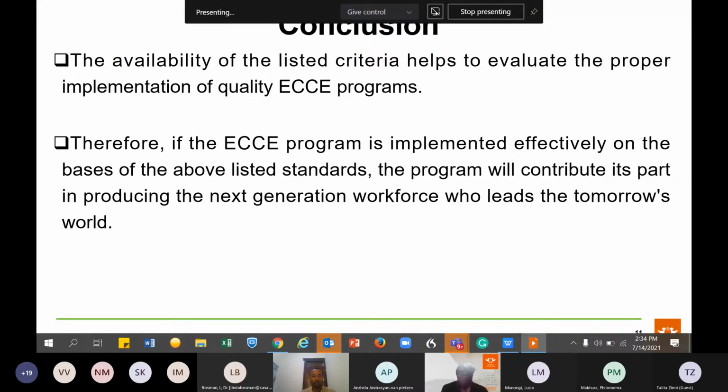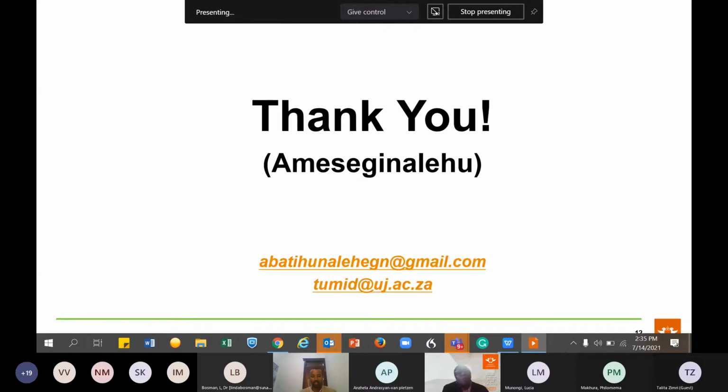So as a conclusion for our study, the availability of quality criteria or quality standards helps to evaluate the proper implementation of quality ECCE programs. Therefore, if the ECCE program is implemented effectively on the basis of the above standards or criteria, the program will contribute its part in producing the next generation workforce who leads tomorrow's world. So this is the conclusion. Thank you very much.